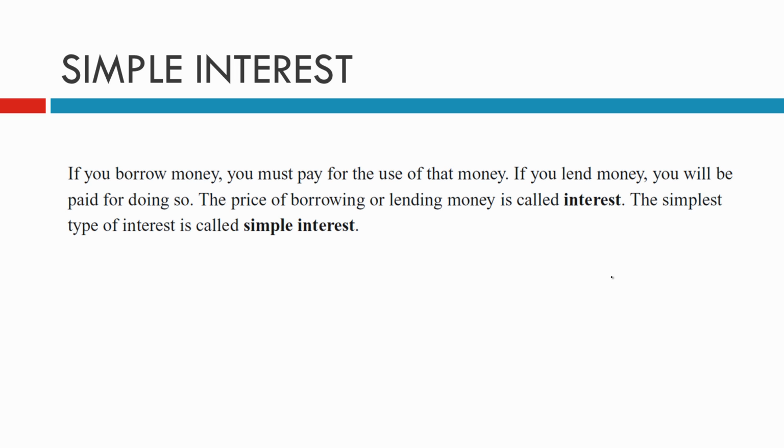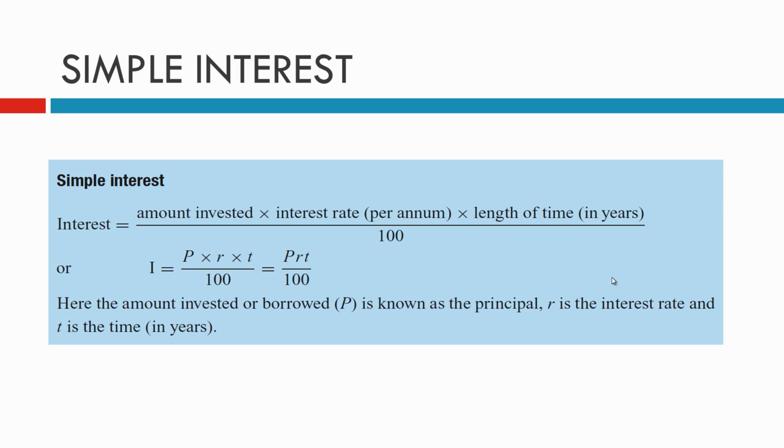The simplest type of interest is called simple interest, and we're going to introduce many types of interest throughout this module, but at the moment we're interested in simple interest. Now simple interest has a formula. I equals PRT divided by 100. P is our principal amount, or the amount invested. Our rate, R, is the interest rate per annum. And T is the length of time in years, all divided by 100. And that is the formula that we are going to use from now on: I equals PRT over 100.